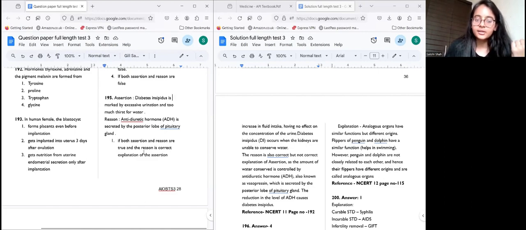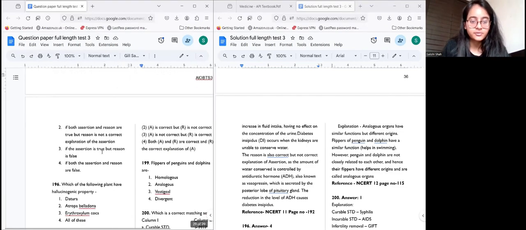For the reasoning, antidiuretic hormone is secreted by the posterior lobe of pituitary gland. That is also correct. But is it explaining why antidiuretic hormone is causing diabetes insipidus? No. So the assertion is correct, the reason is correct, but they are not the correct explanations for each other.